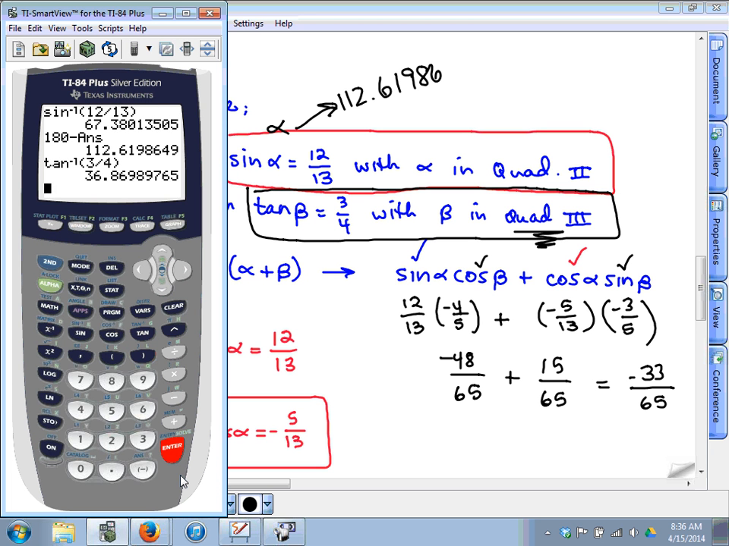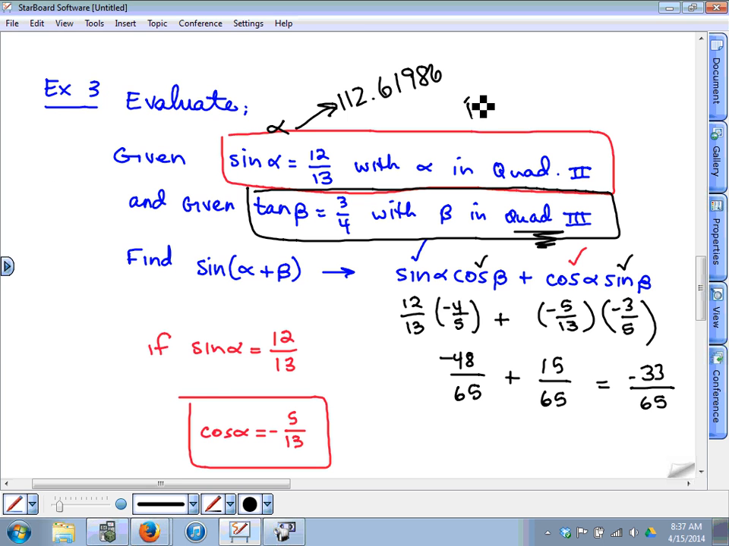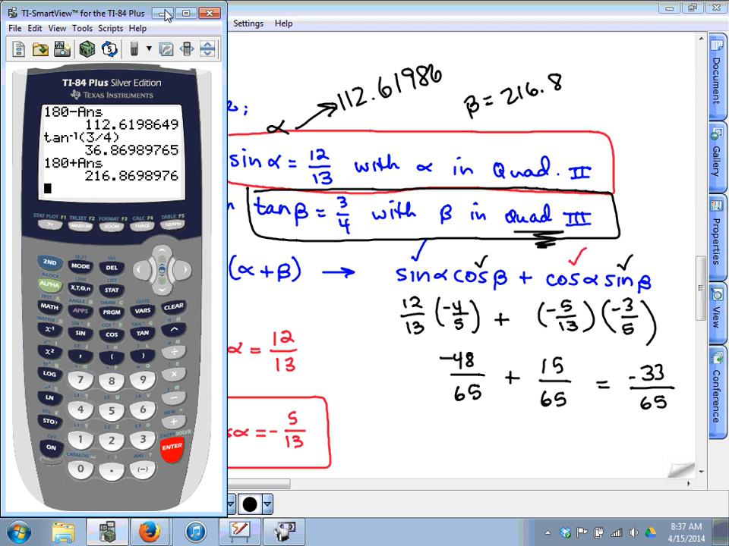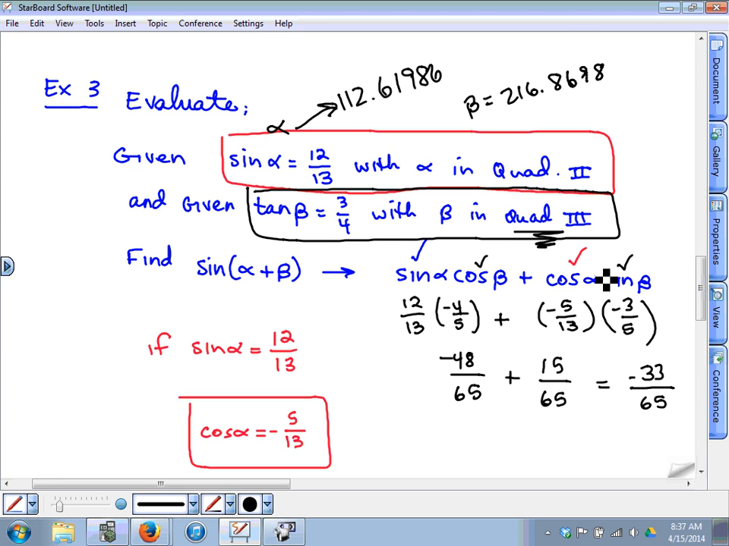But again, this is only the reference angle for the angle that's in the third quadrant. So if this is the reference angle, how do we actually find the angle in the third quadrant? We add this to 180. So 180 plus that. So it's 216.8698.